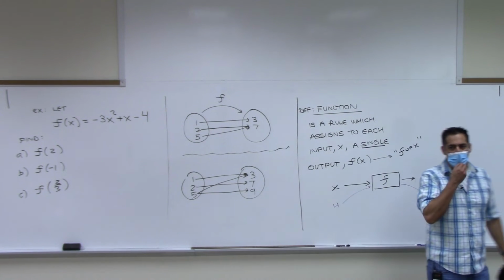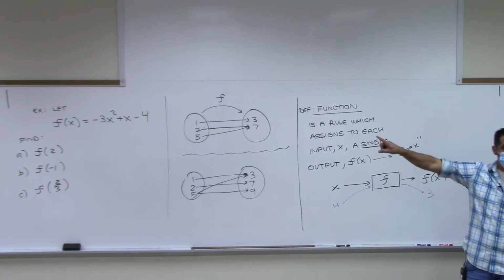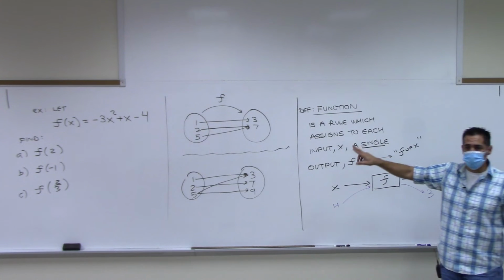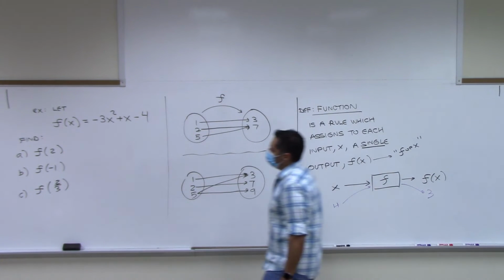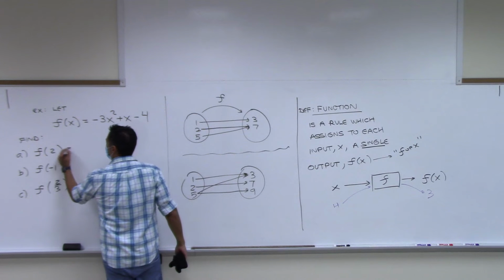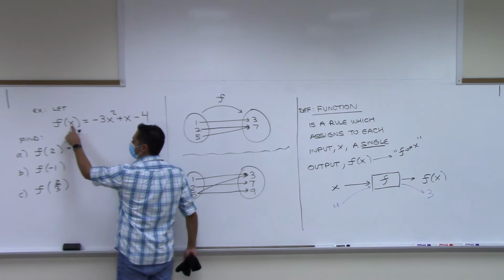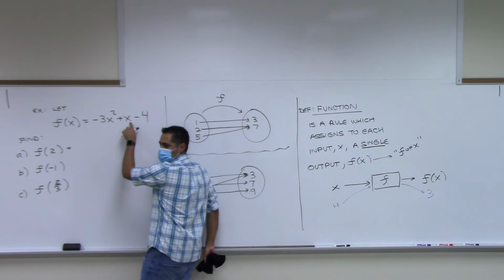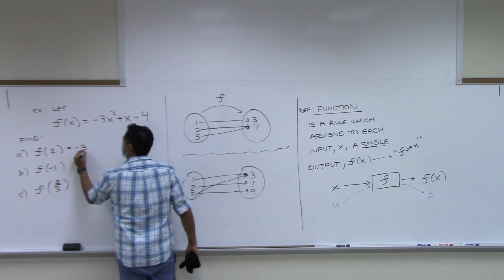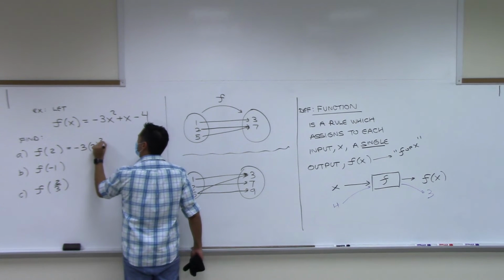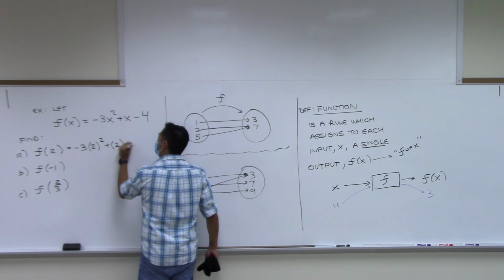So I want to know, where do those inputs get sent to, right? Where do they get sent? So to do the 2, all we have to do is replace all the x's in here with 2's. So negative 3, and then I have to square the 2, and then add the 2, and then subtract a 4.